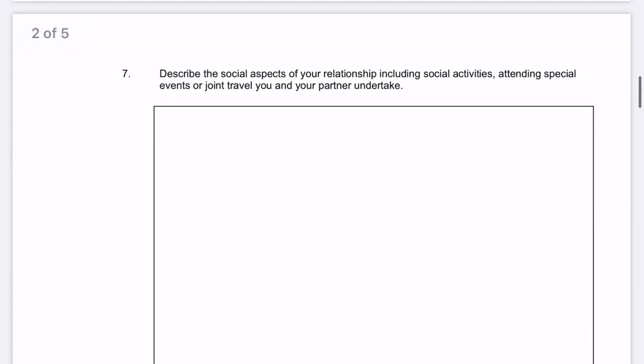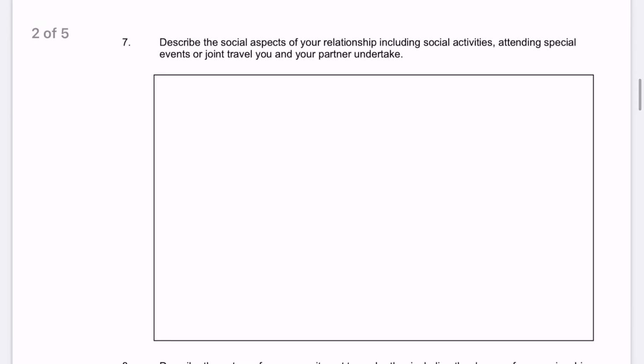This question is self-explanatory. Describe the social aspects of your relationship, including social activities, attending special events, or joint travel you and your partner undertake. So if you have traveled anywhere together, tickets, bills and all, those you should keep. They may ask later, so describe very clearly what you have done. Social events that you have attended, like parties you have attended with your partner where both of you were invited as partners. Those things are very good.